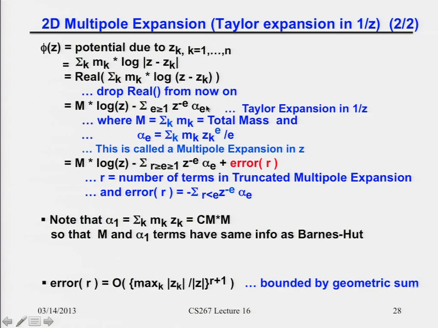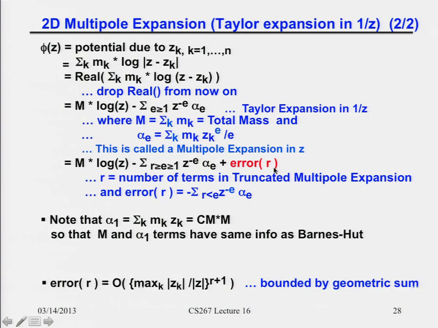So now this is an infinite sum. I need to make an approximation. If I were doing Barnes-Hut, I'd throw all those terms away. But since I'm not doing Barnes-Hut, I'm going to keep some small number of them. I'm going to go up to the rth term. And r is a tuning parameter, depending on how much accuracy I want. So I'm going to keep r terms in my truncated expansion, and everything I throw away I'll call the error term, which is a function of r. And so if I pick r larger and larger, I'll get more and more accuracy.